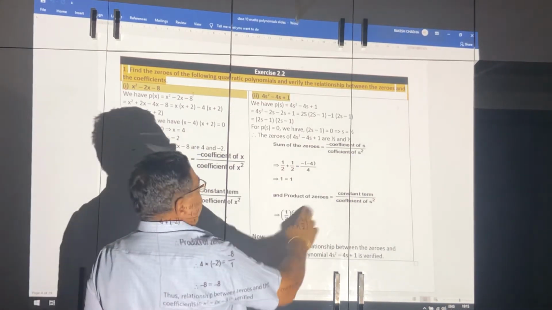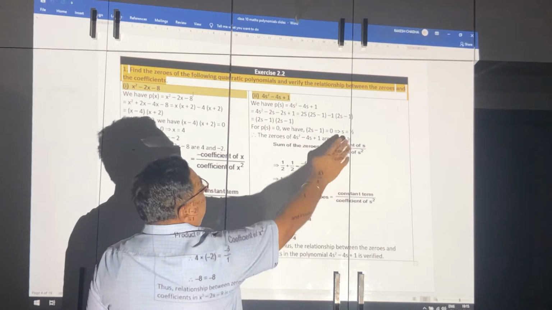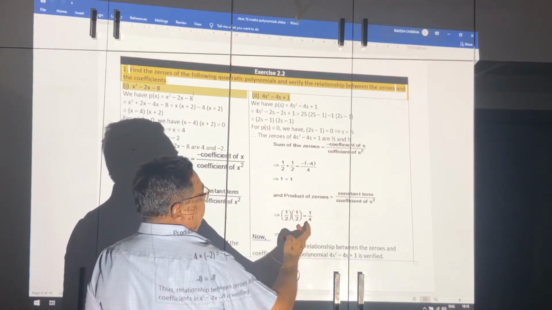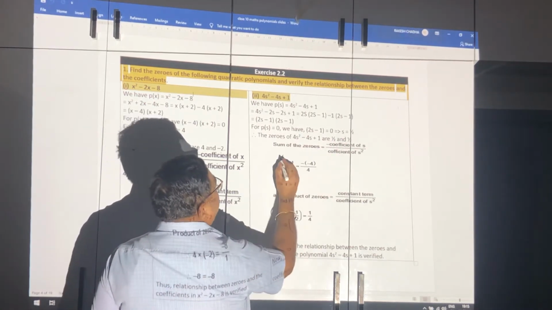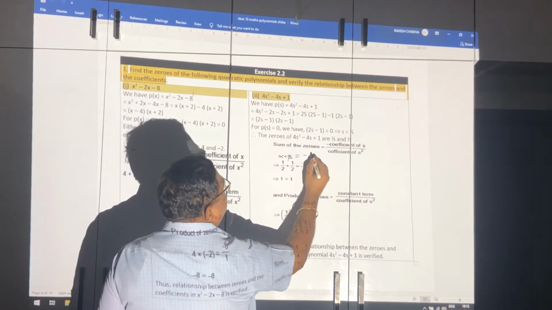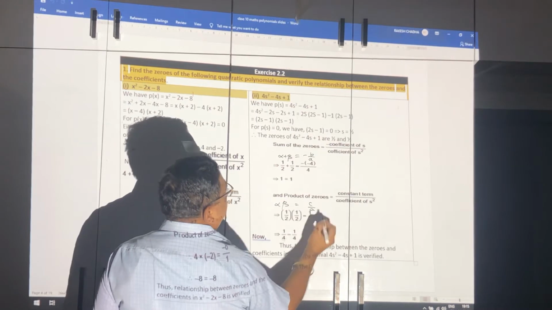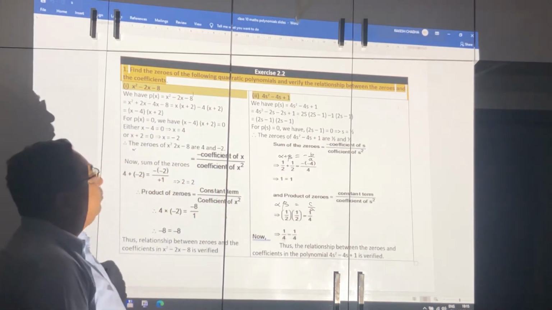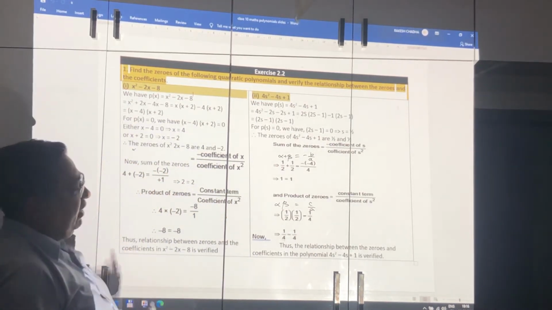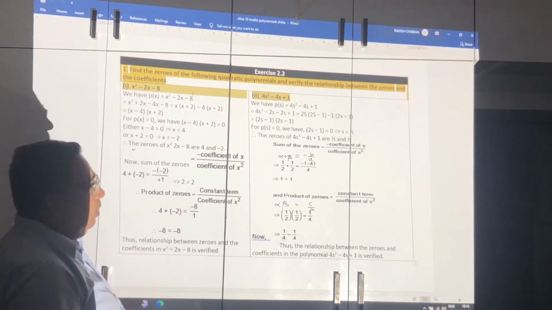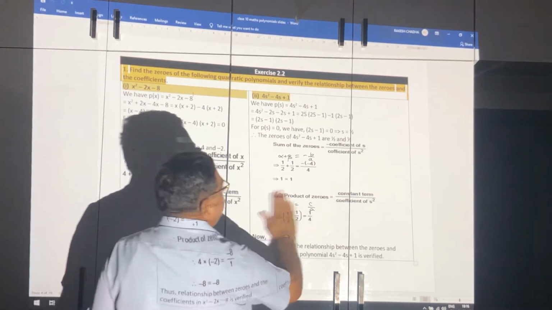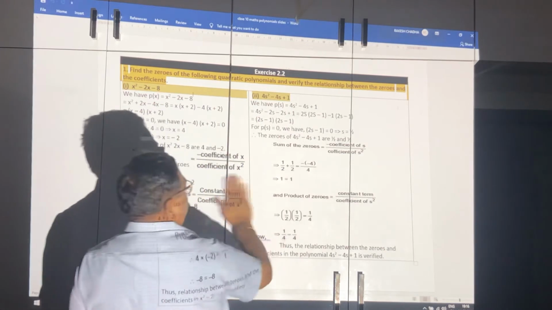Product of the zeros, first you multiply the two roots, half and half. We multiply alpha beta. So this is alpha plus beta is minus b upon a. Alpha beta is c upon a. Don't forget, my friends. Okay? Verify like this. And then your work is done. And you will be given your 2 marks. Okay? Let's go to the next sum.